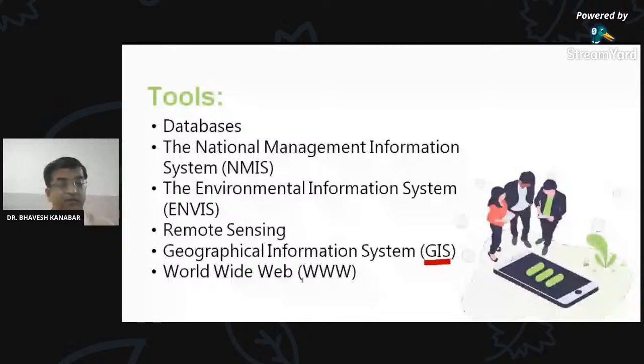And you are well aware of this word, World Wide Web, WWW. We are currently using it. So NMIS, National Management Information System, Environmental Information System, NVIS, remote sensing, GIS, Geographical Information System. What we have seen in this Windy map was one kind of GIS, and World Wide Web. Try to remember this terminology.